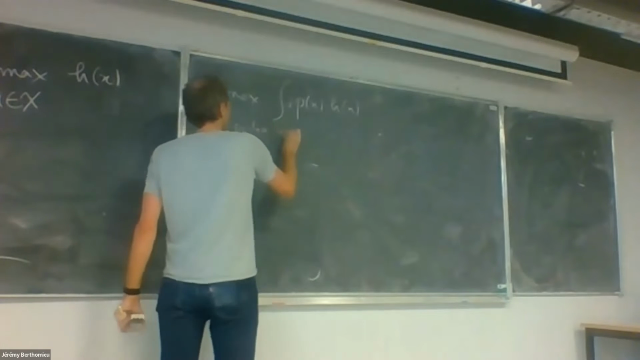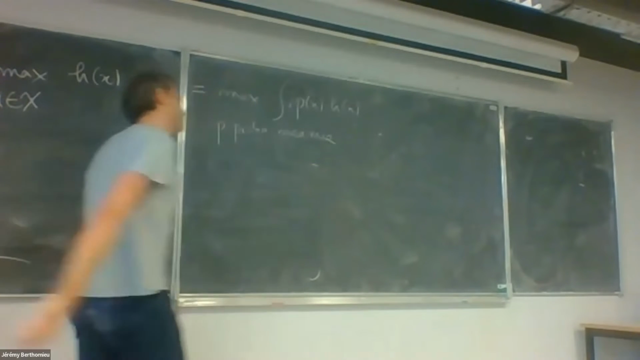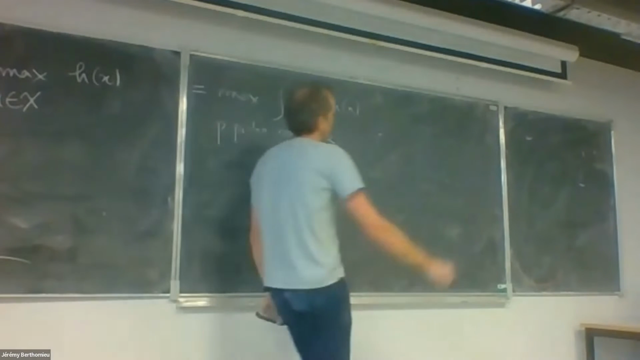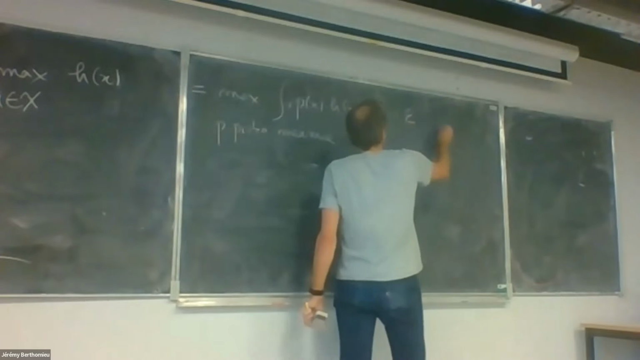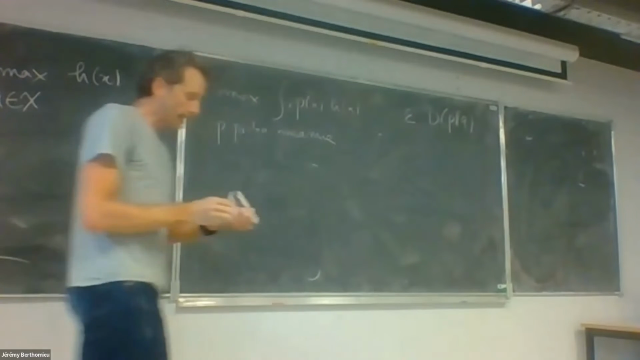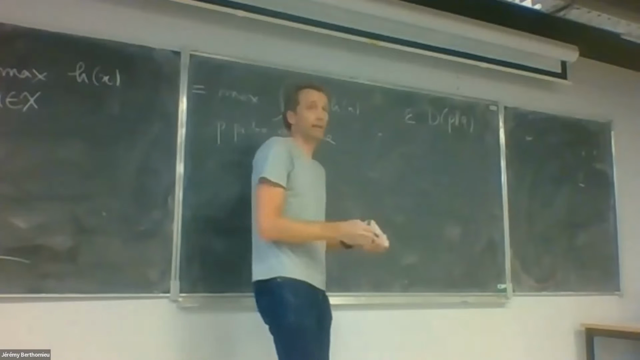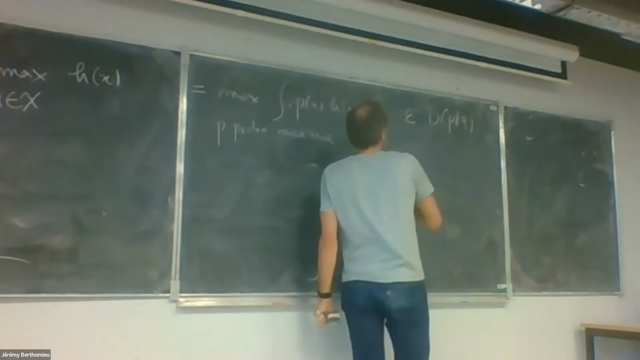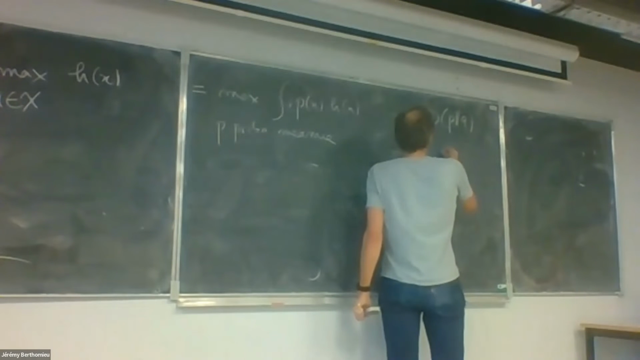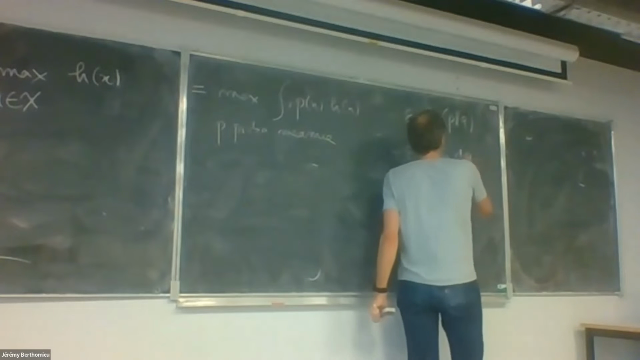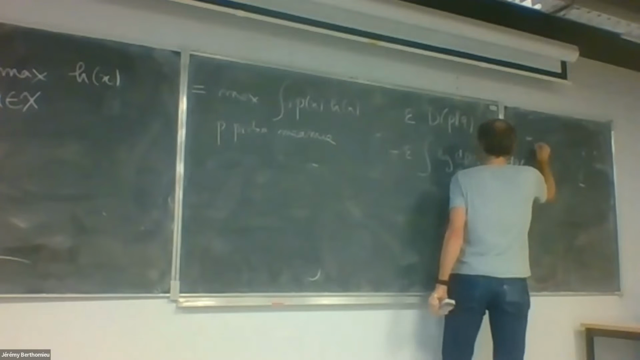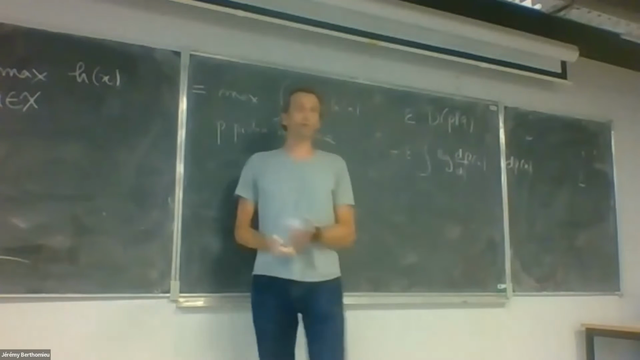This is the way of measuring the max of h. And so what we will do, like in the discrete case, is add some term that depends on p and q. What we would like to add is the classical KL divergence, which would be minus epsilon times the integral of log of dp over dq of x times dq of x. This is the KL divergence between P and Q.